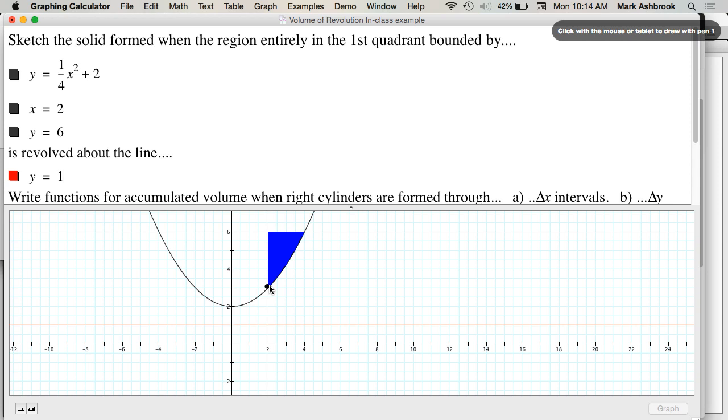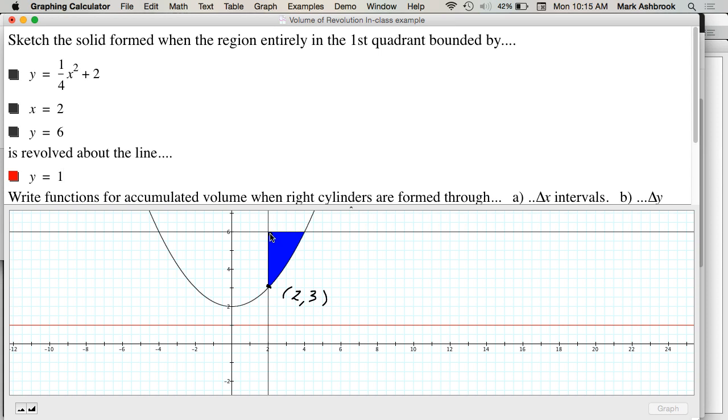This has x coordinate 2 and y coordinate of... So if you do the math, right? How do you know that it's y coordinate of 3? Well, it's the y coordinate of your curve when x equals 2. So if you plug 2 into that quadratic function there, you get 3.